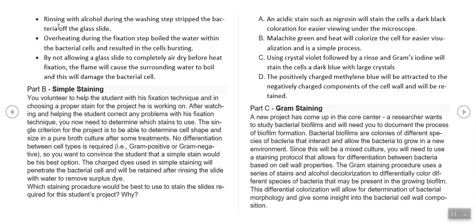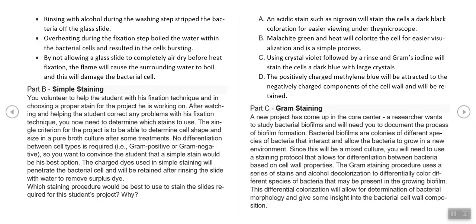So let's look at our responses. An acidic dye such as nigrosin will stain the cells a dark black coloration for easier viewing underneath the microscope. That one doesn't really work because acidic dyes actually stain alkaline structures. So acidic dyes are not going to stain the cell because we have a negative and a negative charge together and they repel.